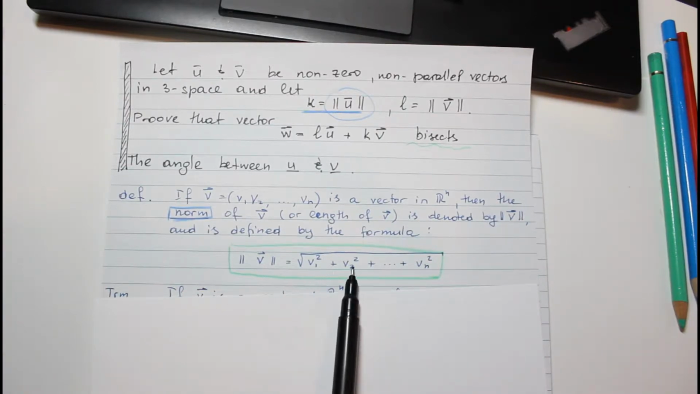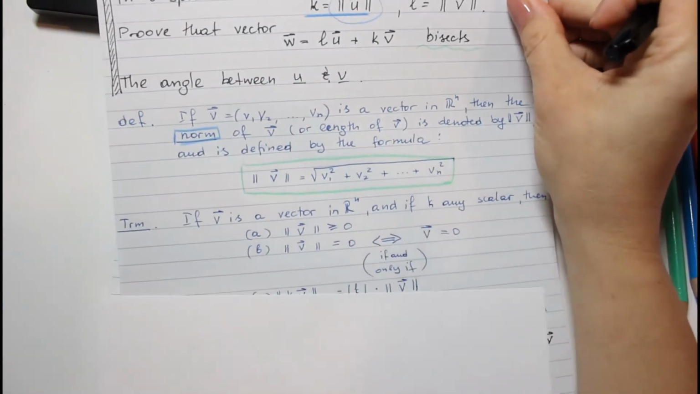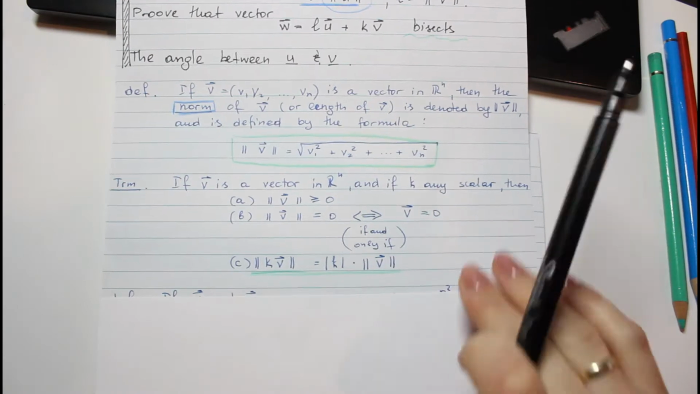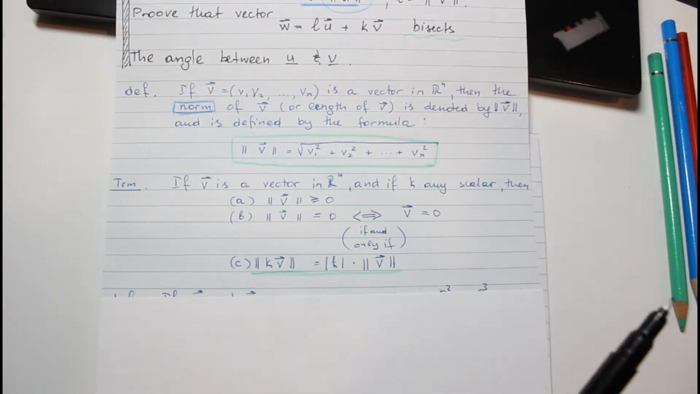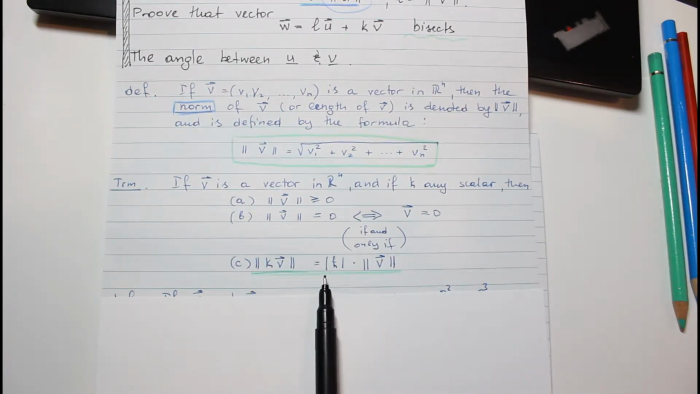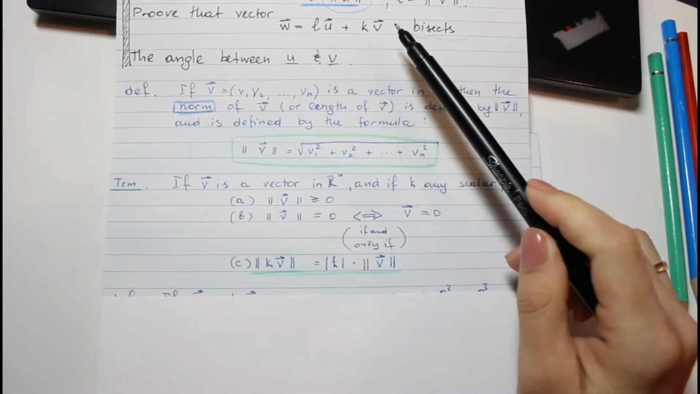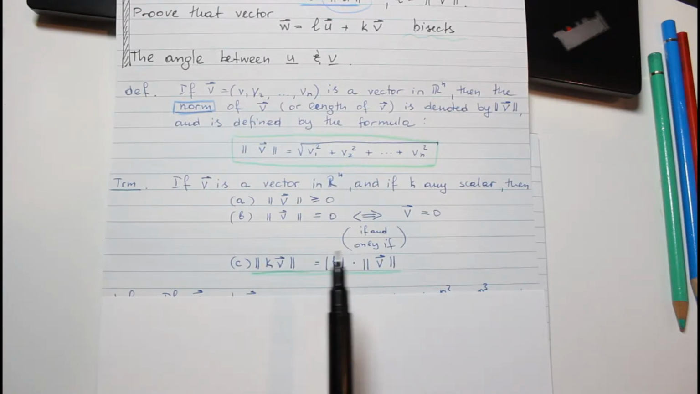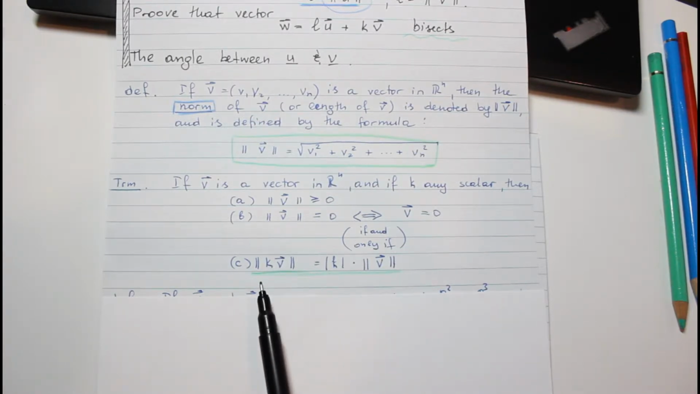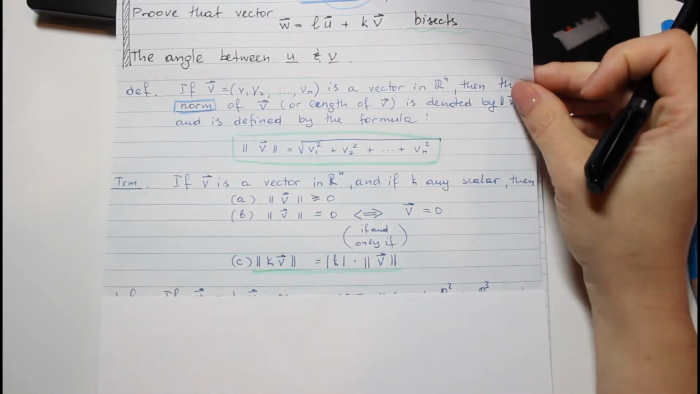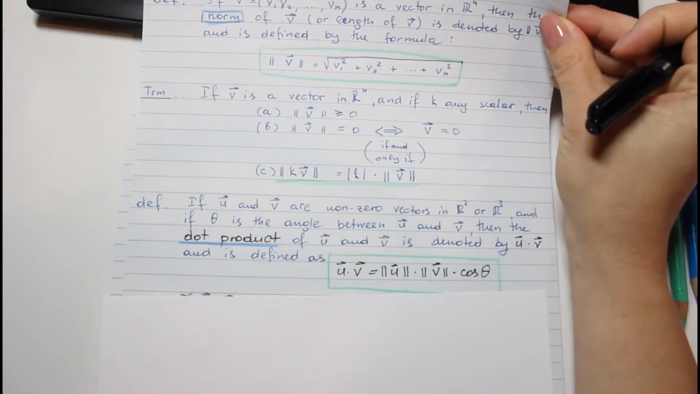So we will have only 3 components in this formula here. Then we move on to a theorem that states some properties of the norm. One of the properties that we will be using in solving this problem is this one, where the norm of a product of a vector and a scalar can be rewritten like this. You can pull the scalar out with the absolute sign in front.